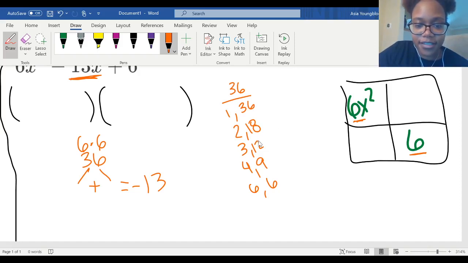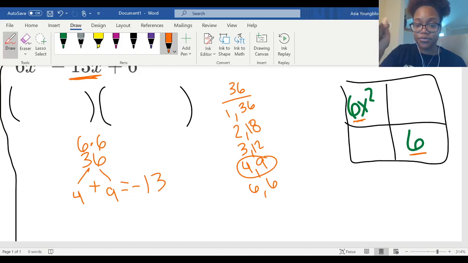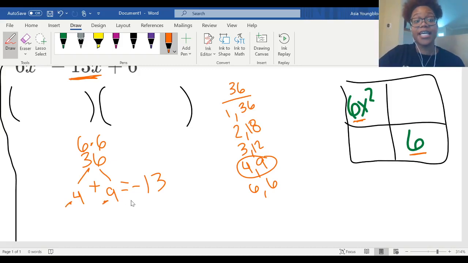Looking at these, 4 and 9 look like the only option we have to combine to get 13. So we have 4 and we have 9. Positive 4 times positive 9 does equal 36. However, it does not add to equal negative 13. In order for that to happen, you have to make both of them negative. So negative 4 times negative 9 is 36, and negative 4 plus negative 9 is negative 13. So these are the two values we're going to put in our other squares, negative 4x and negative 9x.